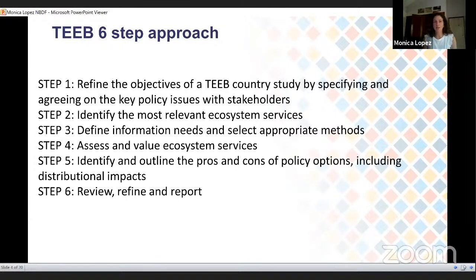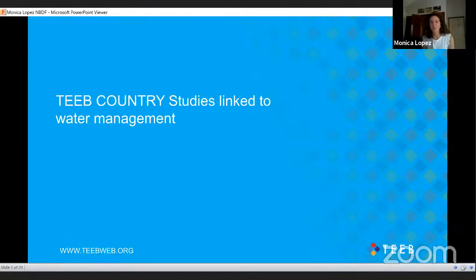So make sure that the trade-offs and the policy options that we show in the scenario are backed up by the economic evidence and the environmental evidence of what the best option would be. Next slide, please. So I would just like to share some TEEB country studies linked to watershed and water management.